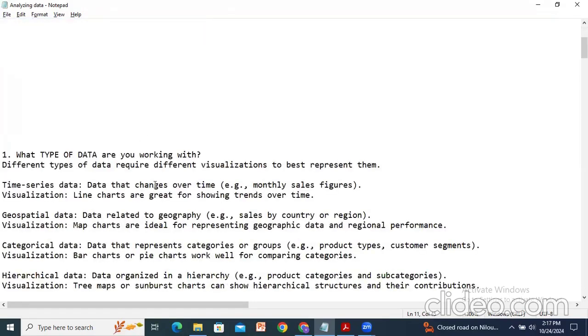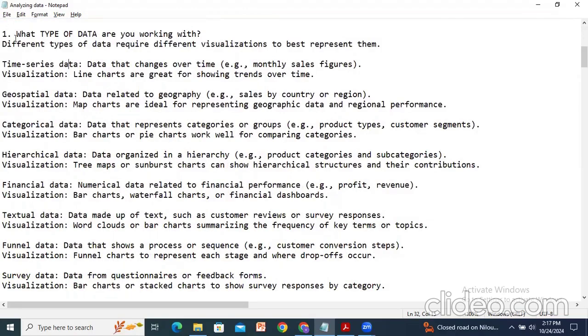Now we'll go through this in detail. The first one: what type of data are you working with? There are different types of data. Above we mentioned time series data, geospatial data, categorical data, and hierarchical data. Time series data is about trends, the data over a period of time. For example, monthly sales or yearly sales, last year's sales, previous year's sales, last quarter's sales, last two quarters' sales.